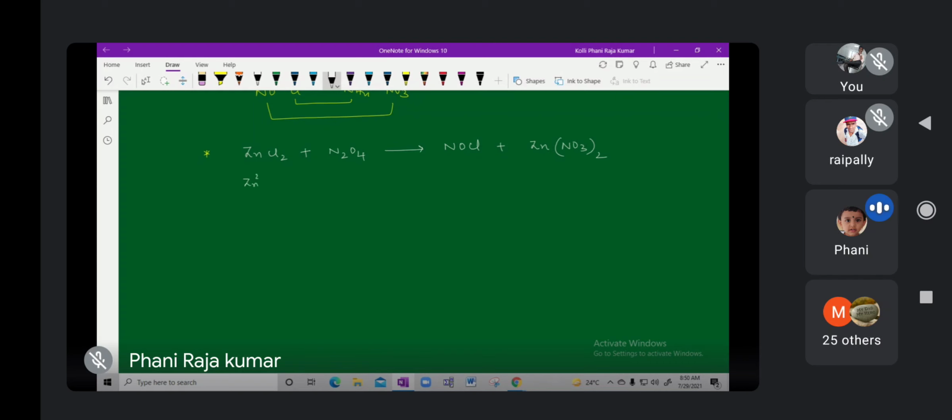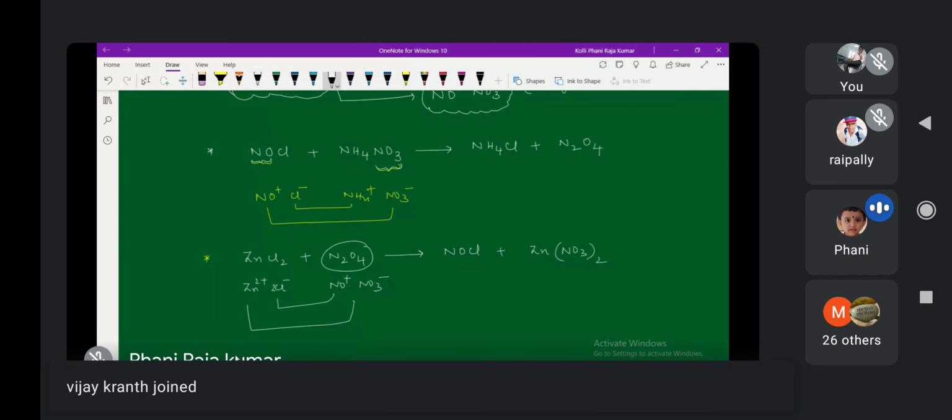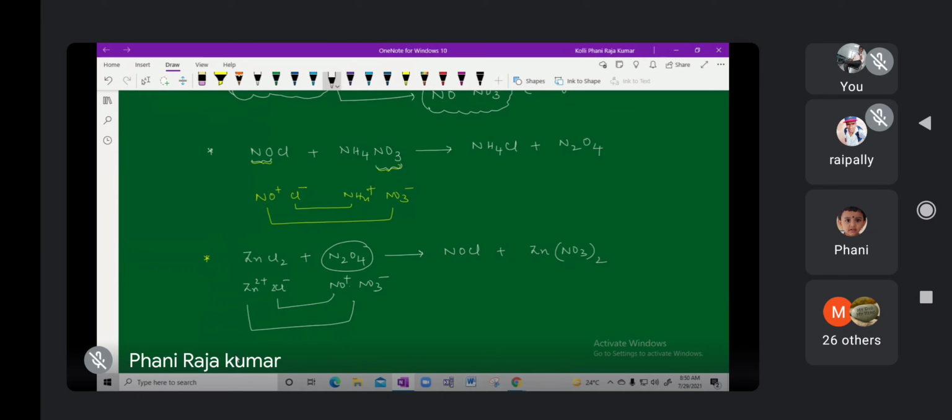Zn2+ plus 2 Cl minus. Here we have NO+ plus NO3 minus. Combination of these two and combination of these two. So N2O4 contains NO+ and NO3 minus ions. For this, these two reactions are the best examples to show N2O4 contains NO+ and NO3 minus.